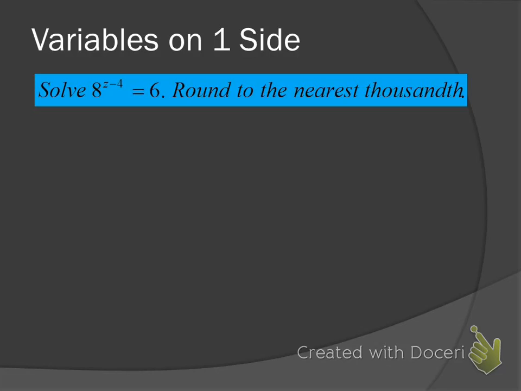Okay, so solve. 8 to the z minus 4 power equals 6, okay? Now, even though you have 8 on the left side, and you can write 8 as 2 cubed, it does you no good since the right side is 6, okay? So if it does you no good to change the bases at all, then don't mess with them. Because it's not going to do you any help anyways, so don't mess with it, okay?